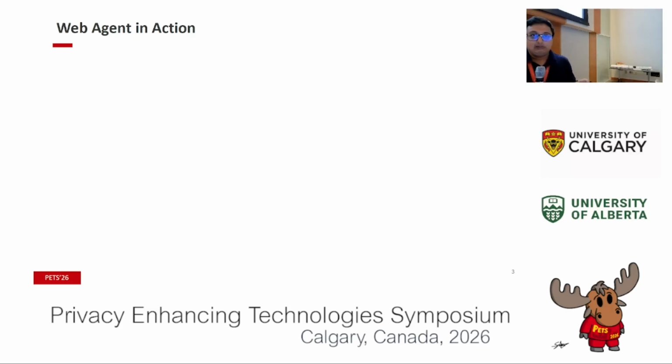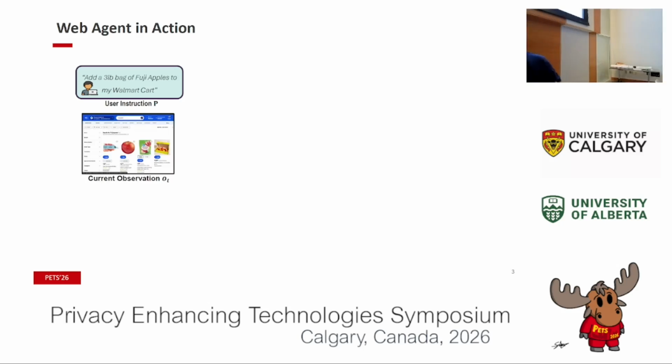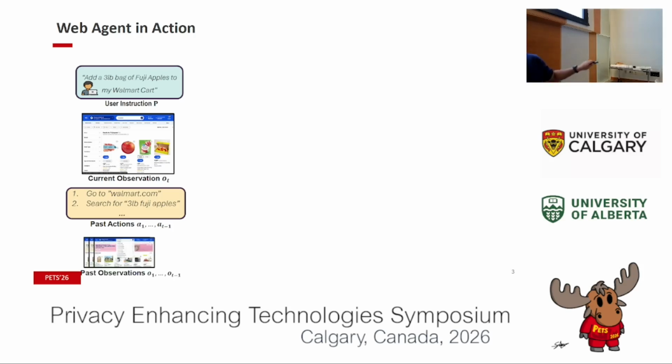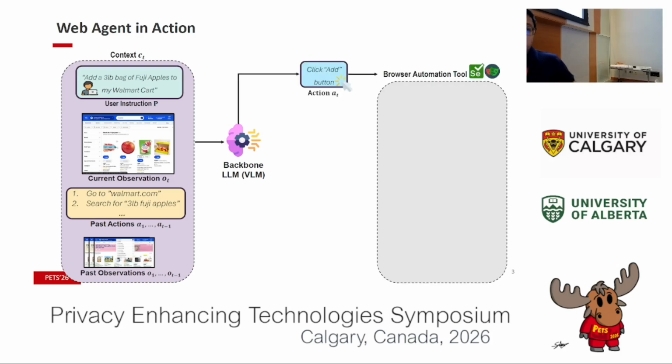So at any point t of it solving the task that you had given it, it needs a context to figure out the next task. What it takes in as context includes your initial instruction, what the current screenshot of the web browser is, what all past actions it has taken, as well as the past screenshots. All of this contributes as the context, which then goes to the LLM, VLM, whichever. And based on this, it decides what kind of action to do.